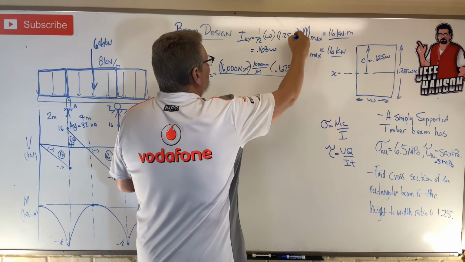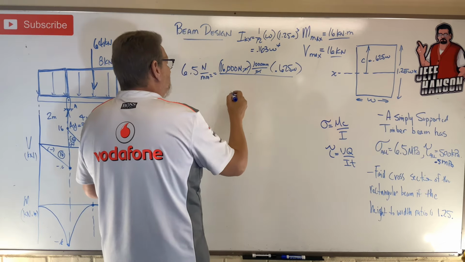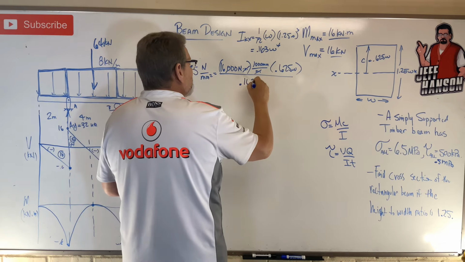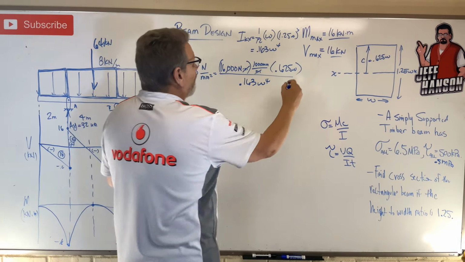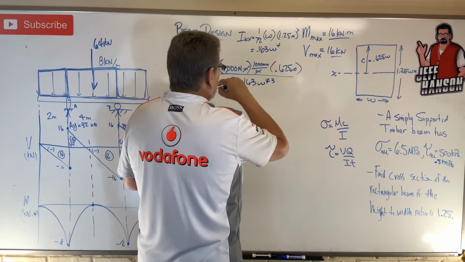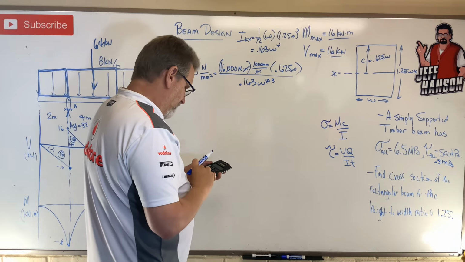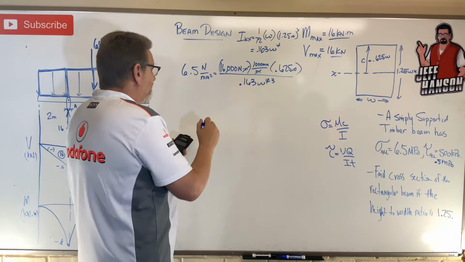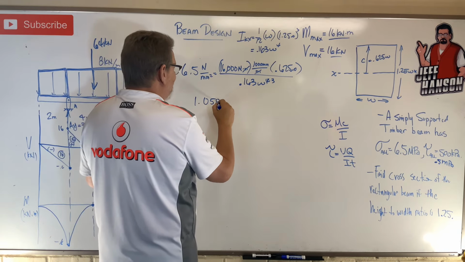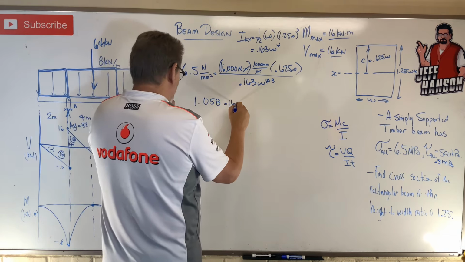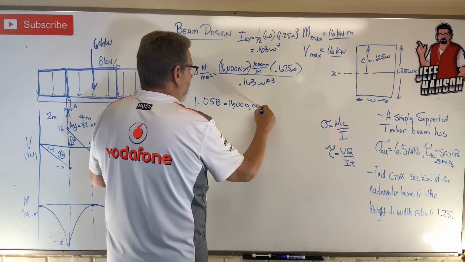0.163W, that's W cubed, and there's another W, so W to the fourth. 0.163W to the fourth. You know what? One of those W's is going away, isn't it? Okay, let's multiply that on the other side. So that times 6.5 equals 1.058 equals 16,000. And there are three more zeros.